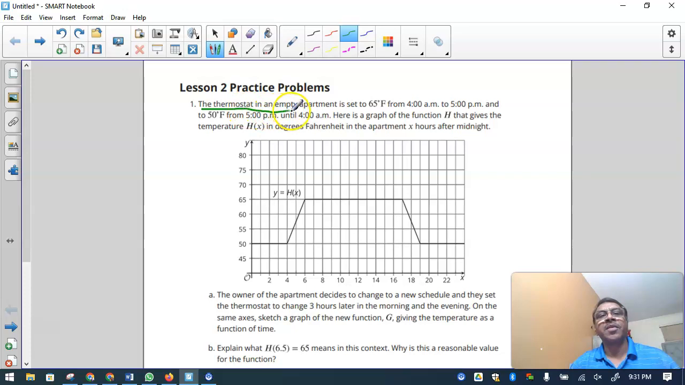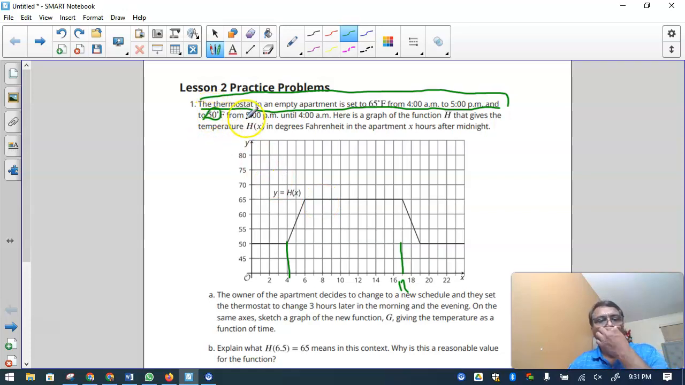So the thermostat in an empty apartment is set to 65 from 4 a.m. to 5. So what does this mean? It's set from 4 a.m. to 5. So this is exactly 4, and this 9, 5, this 8, this number, even that's the 17. And what is 17? 17 basically means it is 5 p.m. So just from 4 a.m. until 5 p.m. it's set to 65 degrees.